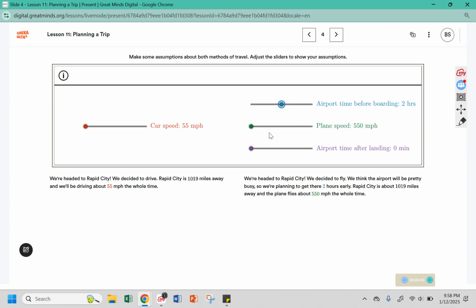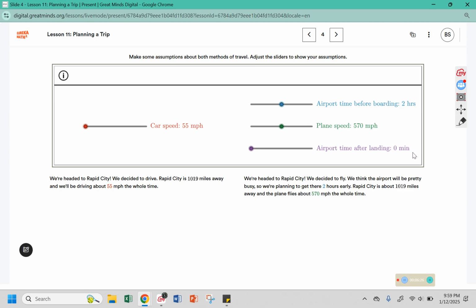The plane speed. I don't know a lot about plane speeds, but let's see what options it tells us. It doesn't give us any information other than the speed. And I don't know how fast planes go, so I'm just going to stick it in the middle. If you know more about planes than I do, feel free to move that slider accordingly.